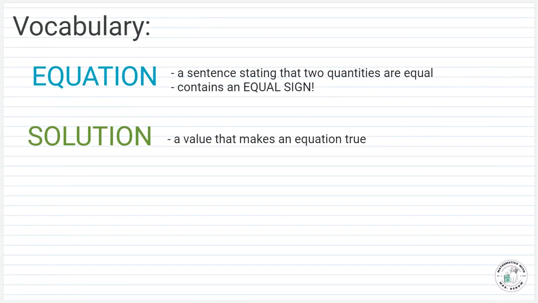So vocab, really important, knowing what an equation is, which is a sentence stating that two quantities are equal, and it contains an equal sign. So that's the difference between an expression and an equation, right? So an equation is going to have that equal sign, an expression is not. And a solution is a value that makes an equation true. So that's what we're looking for today as we go through and solve equations, is what is that value, that solution that makes this statement, this equation, true.